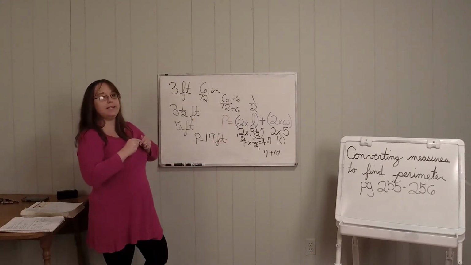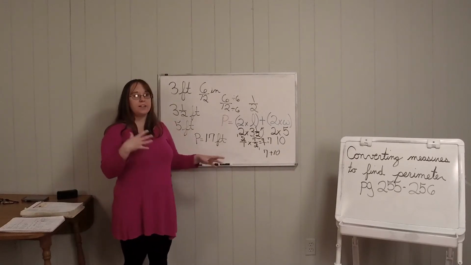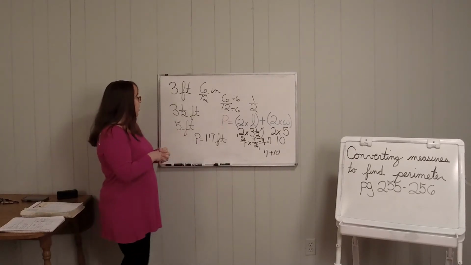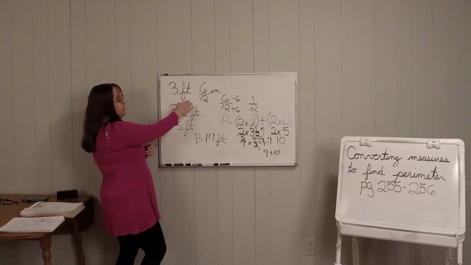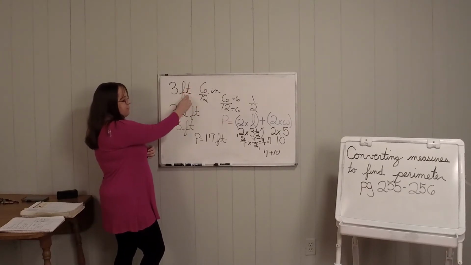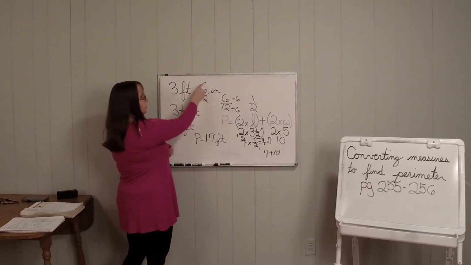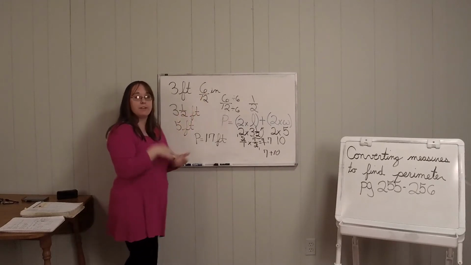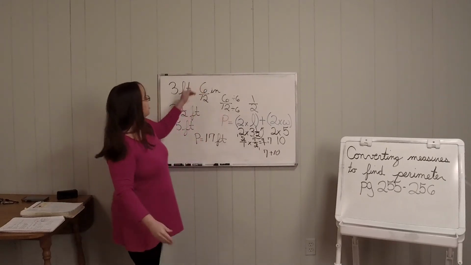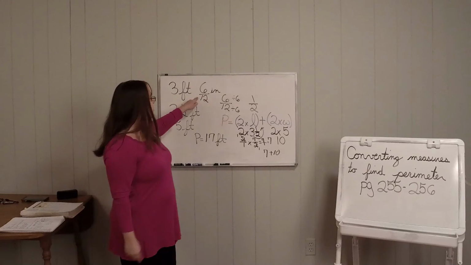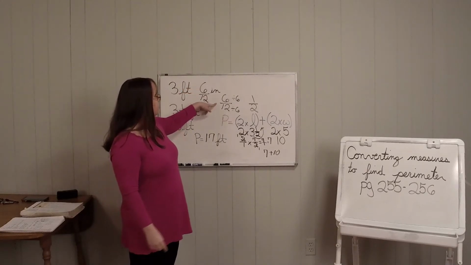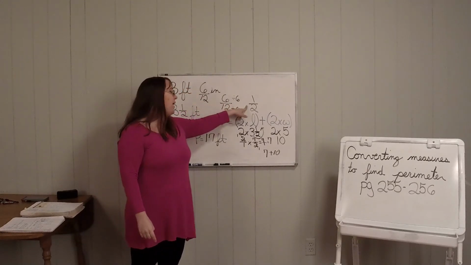So I'll let that sink in before I go on. That was a lot to take in, I know. So all I did was change 3 feet and 6 inches into feet. Remember how I said a fraction is like division? 12 inches equals 1 foot. 6 over 12, reduce 6 over 12 to 1/2.